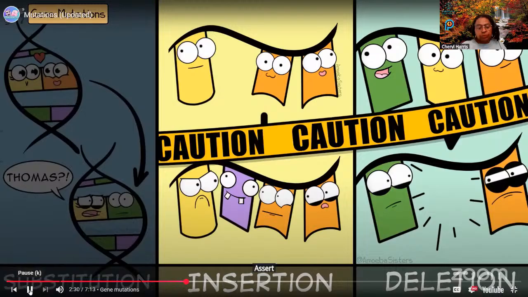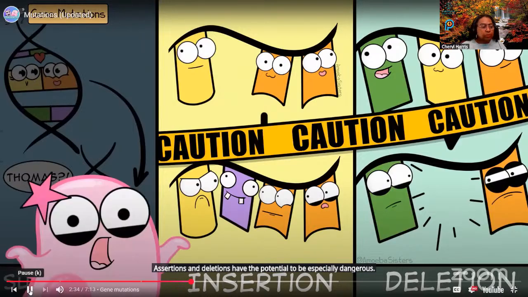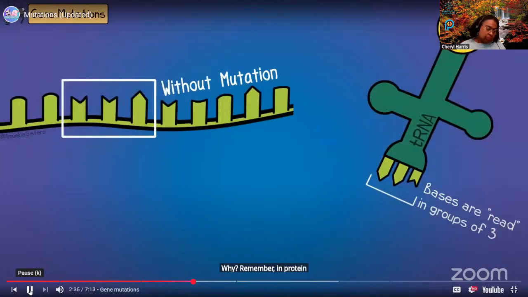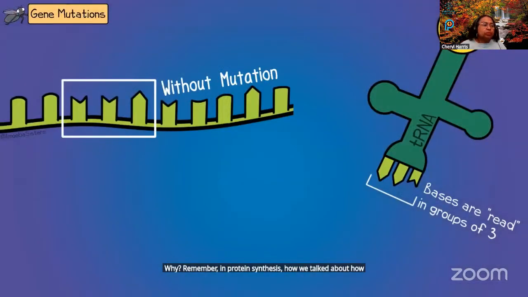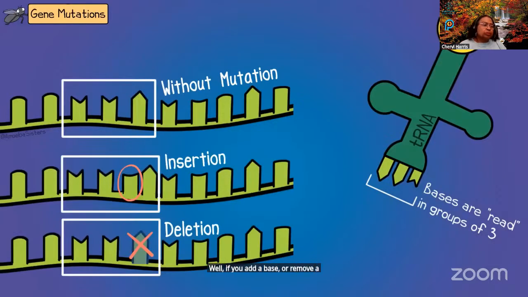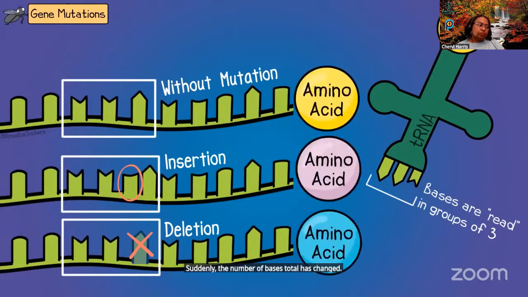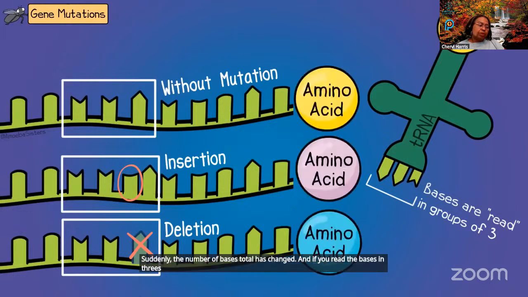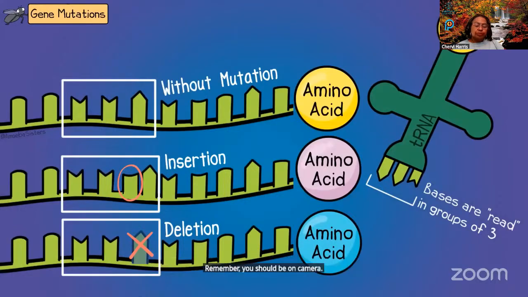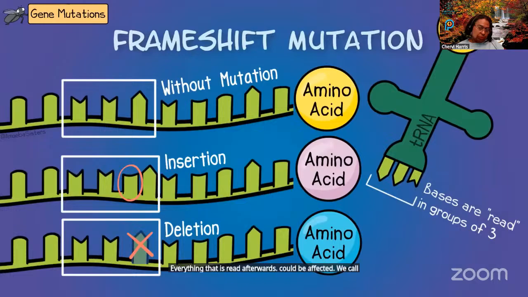Insertions and deletions have the potential to be especially dangerous. Why? Remember in protein synthesis how we talked about how bases are read in threes? Well, if you add a base or remove a base, suddenly the number of bases total has changed. And if you read the bases in threes, everything that is read afterwards could be affected. We call this a frameshift mutation.